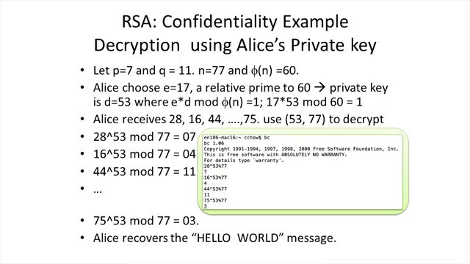28, the first number, to the power of the private key D, 53, mod 77 is 7. Indeed, we recover 7, which is H. 16 to the power of 53 mod 77, we can compute that value and it happens to be 4, which is E. 44 to the power of 53 mod 77 is 11, which happens to be L. And so on until 75 to the power of 53 mod 77, we get 3, which happens to be D. So Alice was able to recover the hello world message.